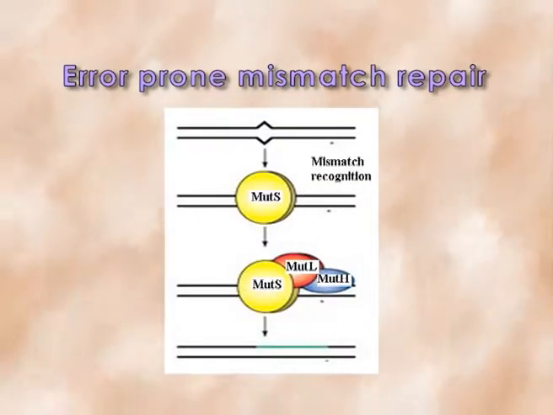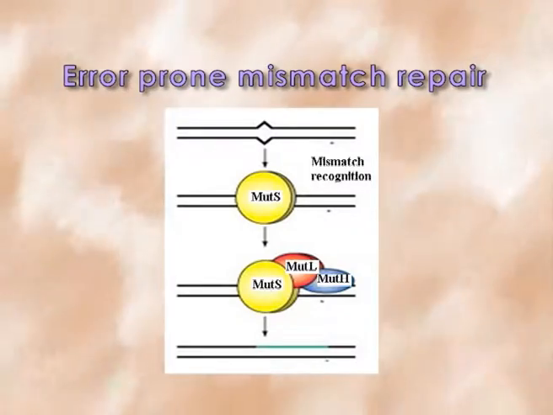Error-prone repair may be due to mismatch repair, double-stranded break repair, as well as SOS repair. Mismatch repair error: when elapsed time is there, the daughter strand will be methylated along with the mother strand. So, there is no way to find out which one is the daughter strand to be repaired by the mismatch repair system. And mutation in MutS, MutL, MutH also gives error-prone mismatch repair.